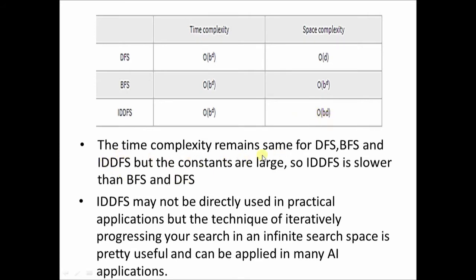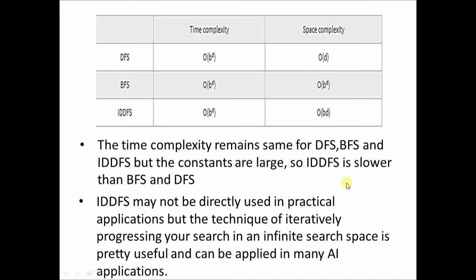So the time complexity remains the same for DFS and BFS as well as IDDFS, but since the constants are large in IDDFS, IDDFS happens to be slower than BFS and DFS. Thus, IDDFS may not be directly used in practical applications, but this technique of iteratively progressing your search in an infinite search space is pretty useful and can be applied in many AI applications.